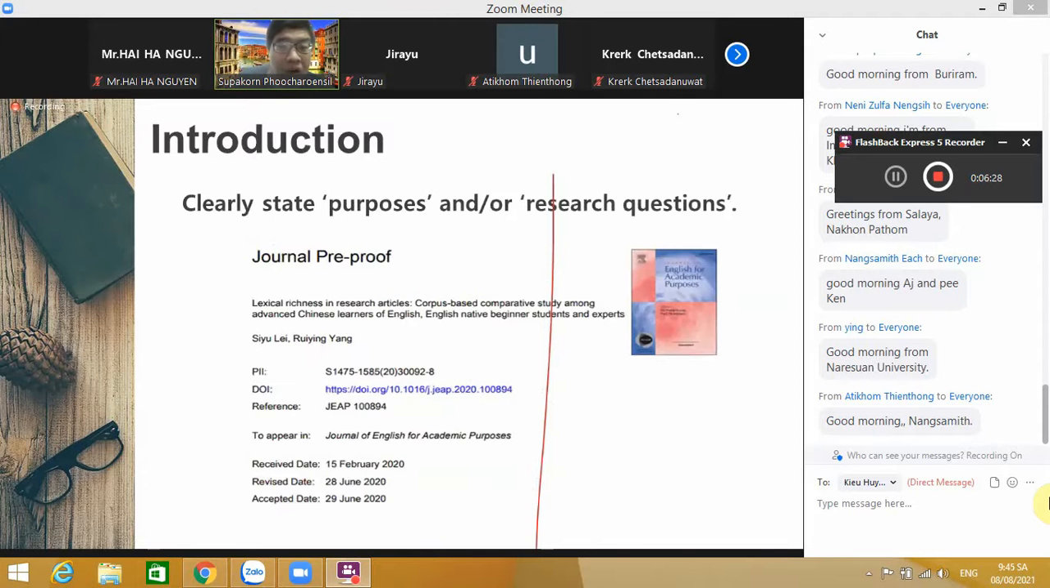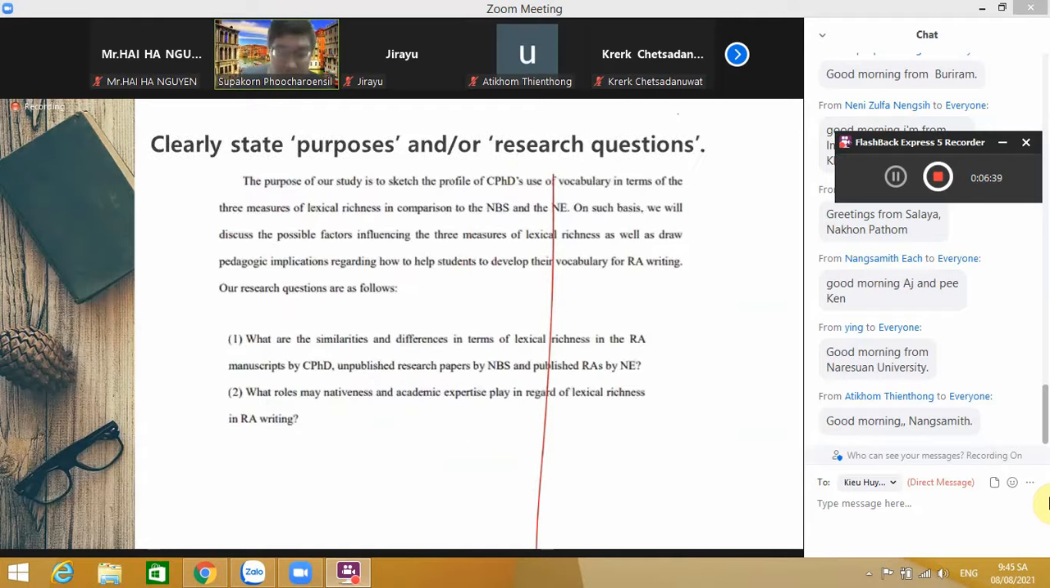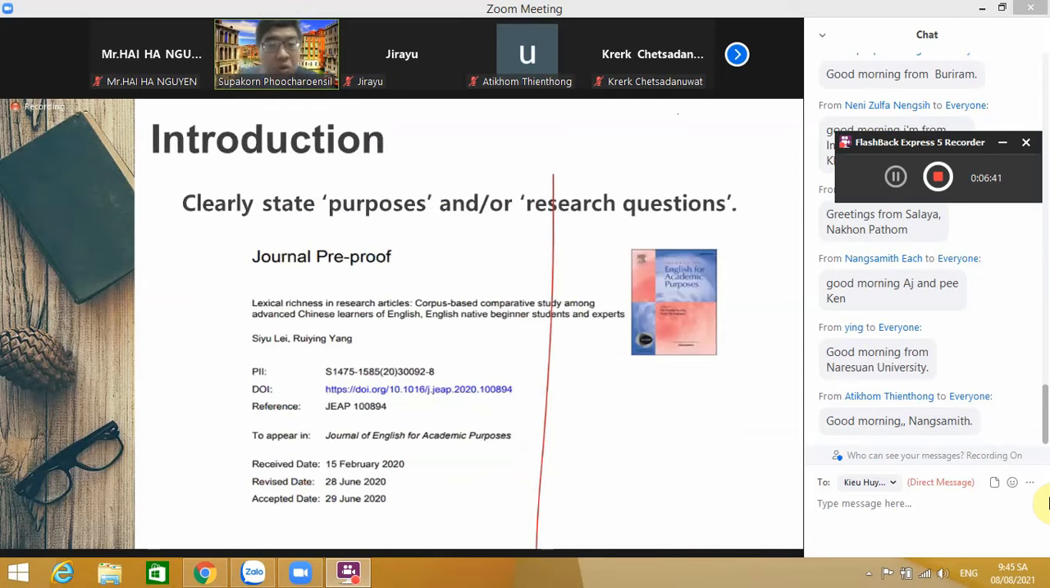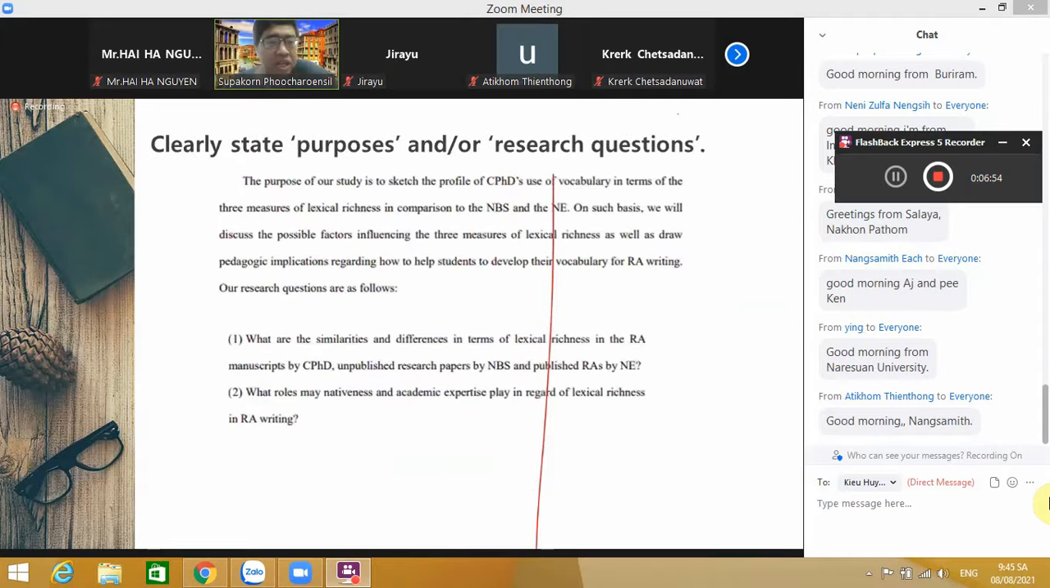Okay, another tip: you should clearly state purposes and research questions. This is from the paper called Lexical Richness in Research Articles, a Corpus-Based Comparative Study Among Advanced Chinese Learners of English, Native, beginner students, and experts. I think it was published last year.